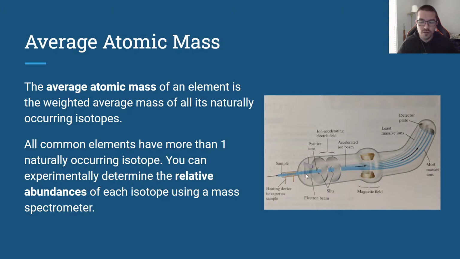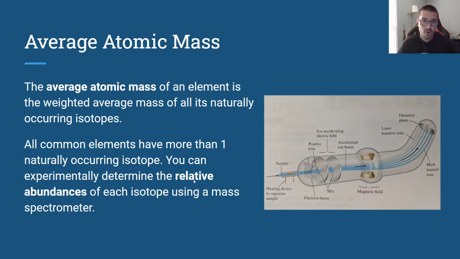I don't need you guys to know the details of how a mass spectrometer works. We talked about this in AP Chemistry this year, during like our third day in AP. We were talking about mass spectrometers. What this device will do is it will take a sample of an element, split it up into its different isotopes using a magnetic field, and then this detector will tell you the relative abundances of each isotope.